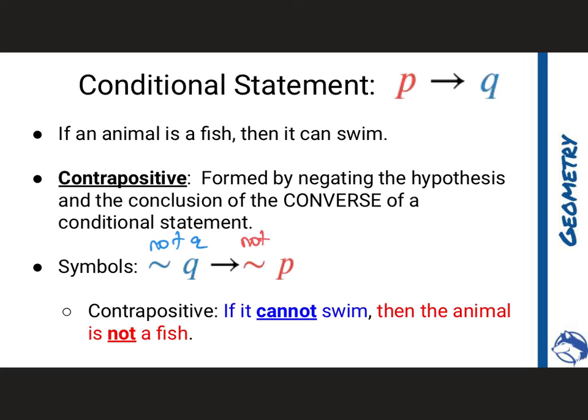So this is not Q implies not P. What I'm doing is I'm taking that original where it was that if the animal is a fish, then it can swim. One, I'm going to switch them. So the swimming part goes first, and I have to make it so it's not. So this is not Q implies not P. So if it cannot swim, then the animal is not a fish.